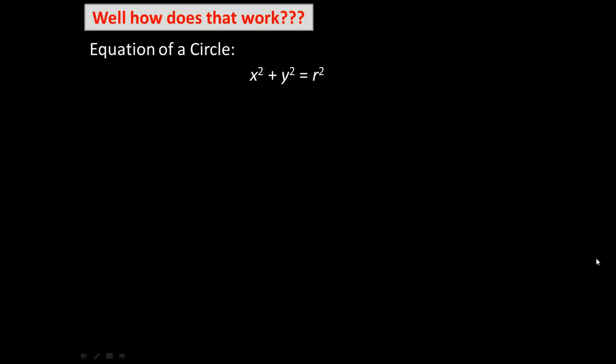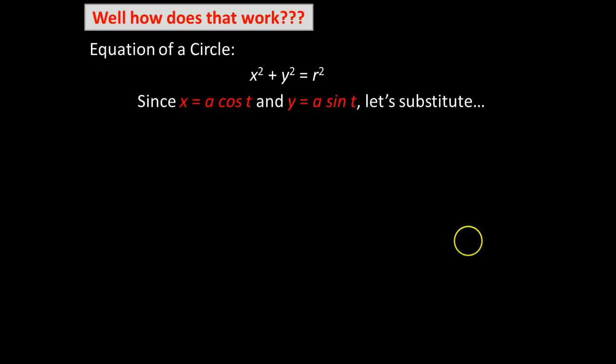Okay, so you might be wondering, well, geez, why does that work? Why are those two parametric equations giving us a graph of a circle? Well, let's think back to what the equation of a circle is. The equation of a circle is x squared plus y squared equals the radius squared. So if we do some substituting, x we said was a cosine of t, and y was a sine of t. So let's put those into the circle equation. So we're going to do x squared. That's going to give us a squared cosine squared plus y squared. That's going to give us a squared sine squared is equal to the radius squared.